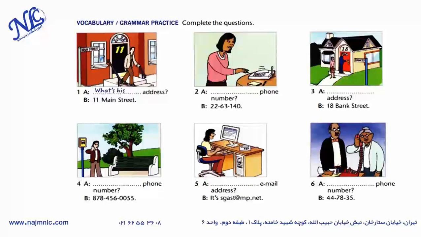Now next page. Here we have a grammar practice. We need to complete the questions. For example, number 1. What's his address? He's a man. So the possessive adjective is his. What's his address? 11 Main Street. Now for other items, you please fill in the blanks. Don't forget, you have only 10 seconds.